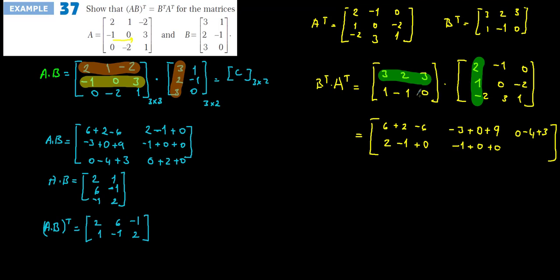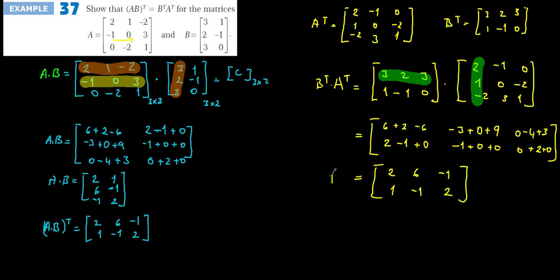And this is the last part now. 1 times 0 is equal to 0. Minus 1 times minus 2 is equal to plus 2. And 0 times 1 is equal to 0. So these are equal to 6, 2, and minus 6. This is going to be equal to 2. And here, this is minus 3 plus 9, it's equal to 6. This is minus 4 plus 3, it's equal to minus 1. And 2 minus 1, 0 here, it's equal to 1. Minus 1 plus 0 plus 0 is equal to minus 1. And 0 plus 2 plus 0 is going to be equal to 2.